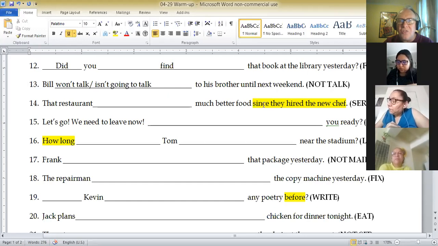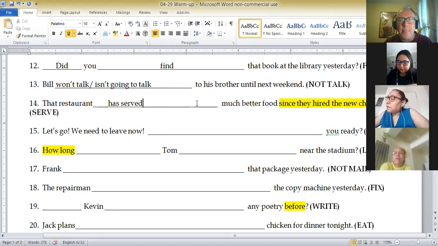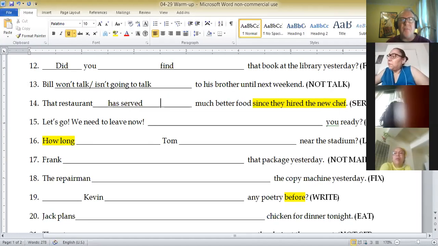Now the next one says, since they hired the new chef. Since they hired the new chef, we have the word since. So what do we do with since? Has served, right? The restaurant has served much better food since they hired the new chef. From that time until now. Has served. All right.